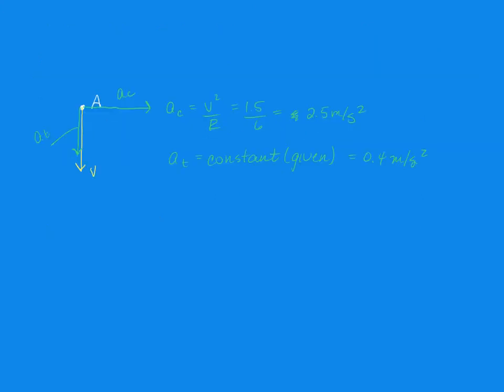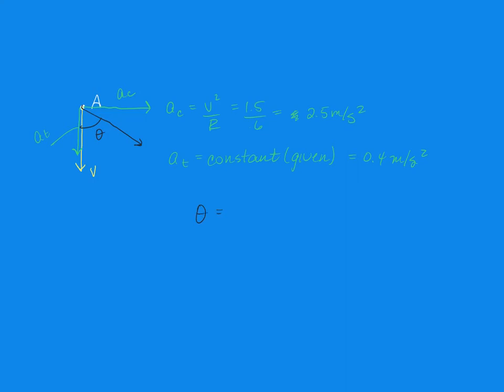Okay, so hopefully you got those results for the centripetal and the tangential acceleration. And now we put them together to make the resultant vector. And we know that the resultant vector points sort of something like this. And this is the angle theta that you want. So why don't you pause and figure out how to calculate theta.